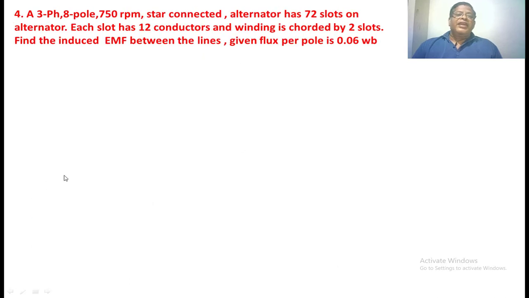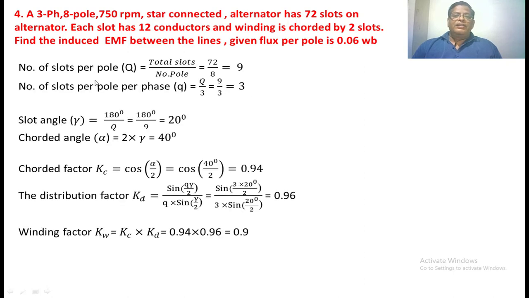A 3 phase 8 pole 750 rpm star connected alternator has 72 slots on alternator. Each slot has 12 conductors. The winding is chorded or short pitched by 2 slots. Find the induced EMF between the lines, and given flux per pole is 0.06 Webers. First we are finding the number of slots per pole, that is capital Q equal to 72 by 8, that is equal to, we are getting the 9.